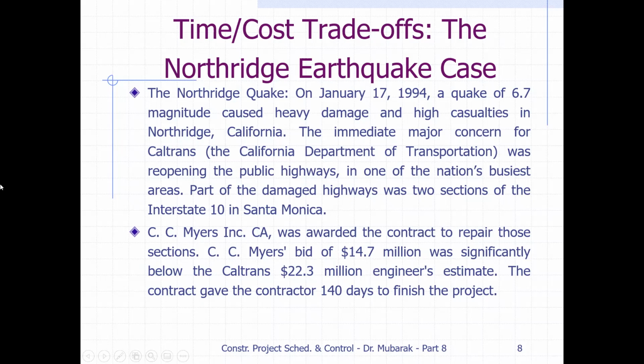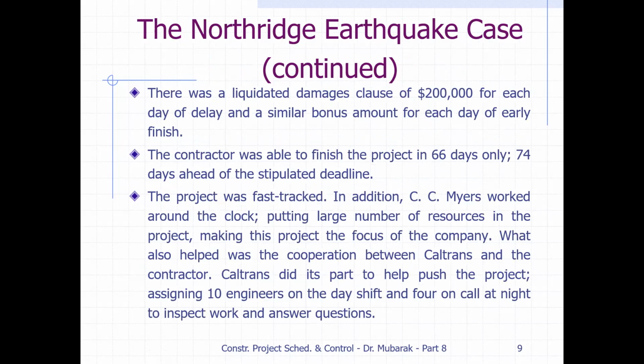Now what happened: there was a liquid damages clause of 200,000 for each day of delay, and a similar bonus amount for each day of early finish. Because the owner wants the contractor to finish the project as early as possible, if they get delayed, they have to pay 200,000 for each day. But if they complete early, they will get a bonus of the same 200,000 per day.